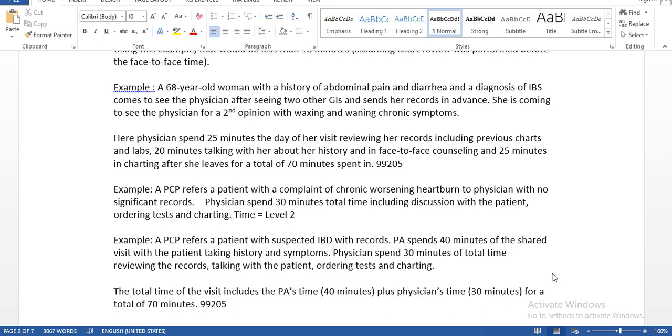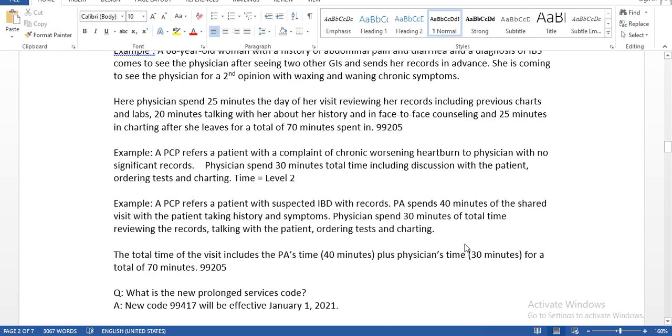So if you see our chart, as she is a new patient to this physician, the range is 60 to 74 minutes. Our time is 70 minutes, which is in between 60 to 74 minutes, so we need to code 99205. So I hope you understood this.